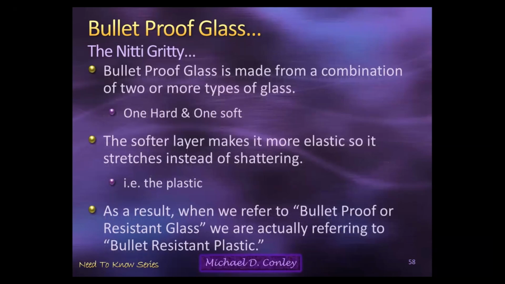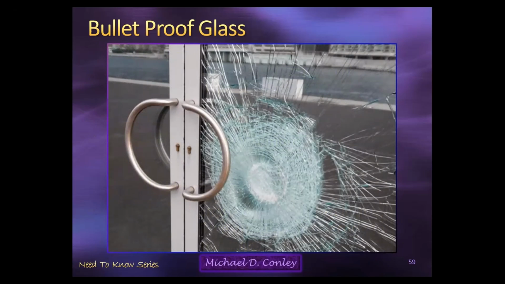Bulletproof glass is made from a combination of two or more types of glass. One is hard and one is soft. The softer layer makes it more elastic, so it stretches instead of shattering. That's where the plastic inner layer comes in. As a result, when we refer to bulletproof or resistant glass, we're actually referring to bullet-resistant plastic and its absorption capabilities. Here's an example of a commercial door where it got impacted using, they claim, bulletproof glass. It looks a lot like laminated glass, but the two are not that far apart depending on thickness.